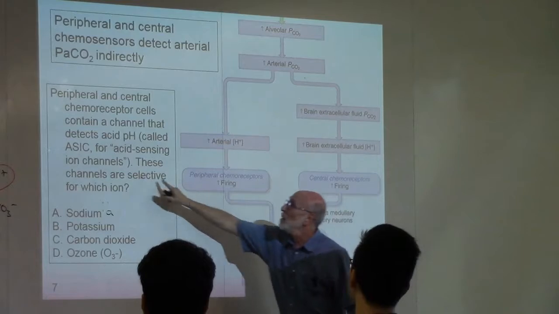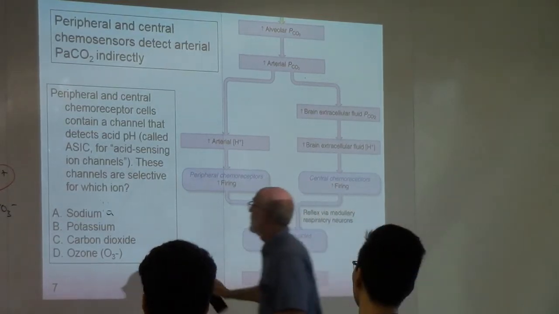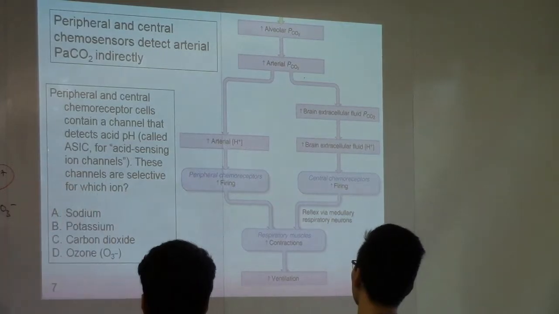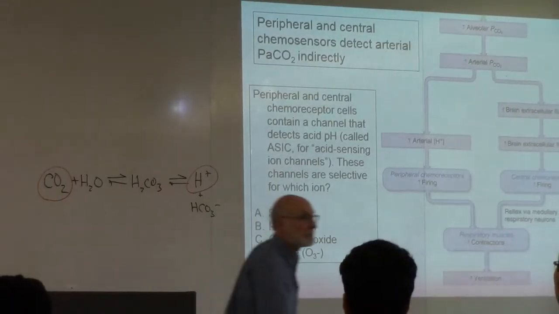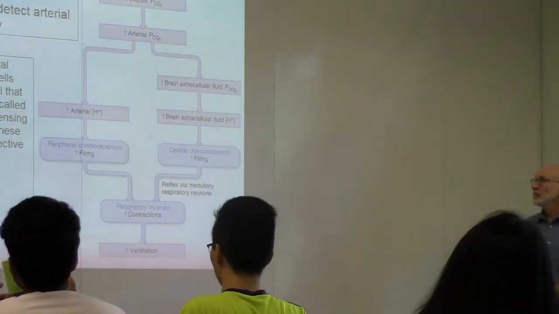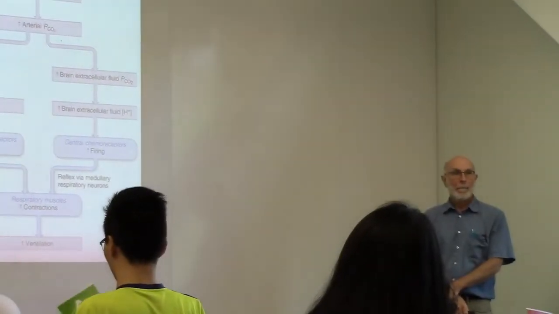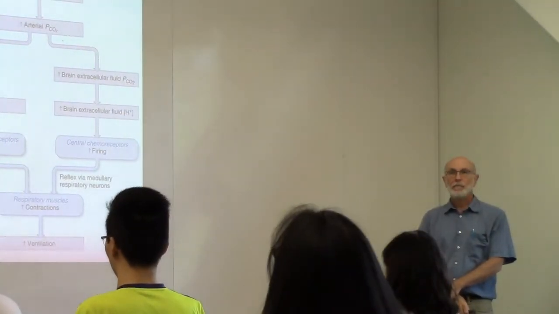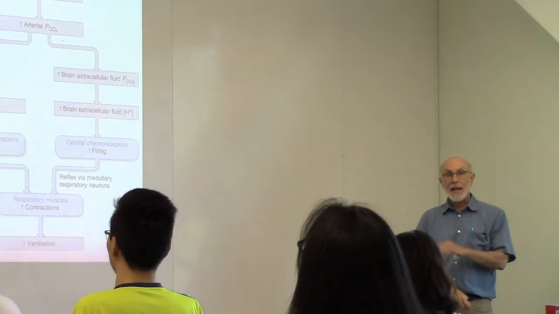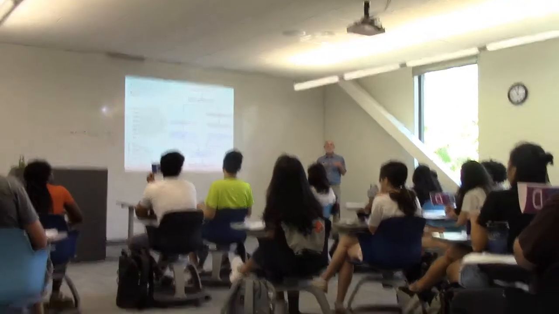So now I would like you to figure out what ions go through acid-sensing ion channels. Acid is the thing that they detect, but acid is not the thing that goes through them.